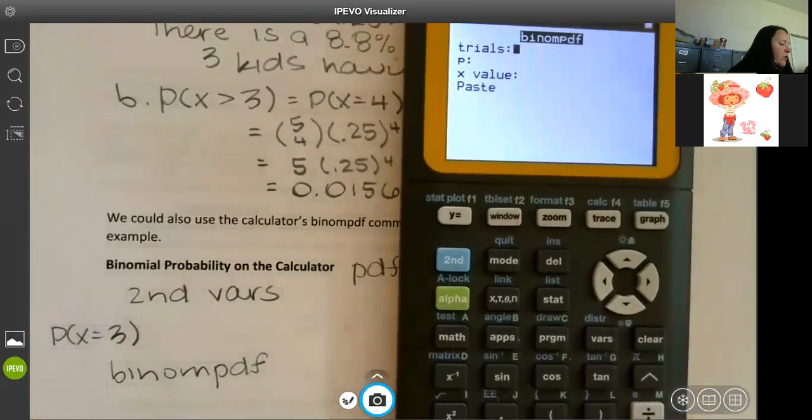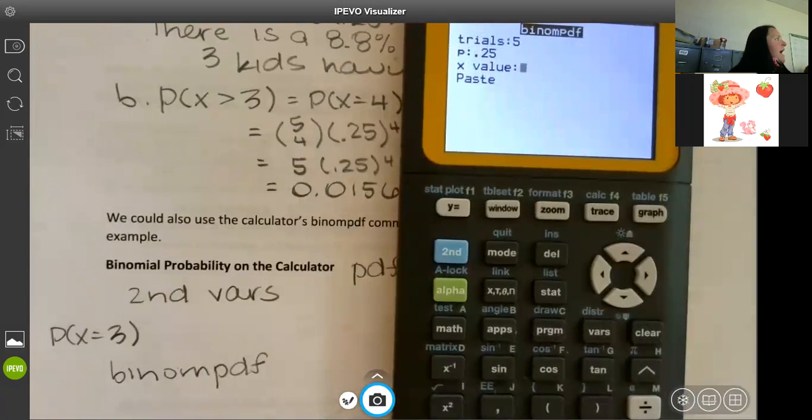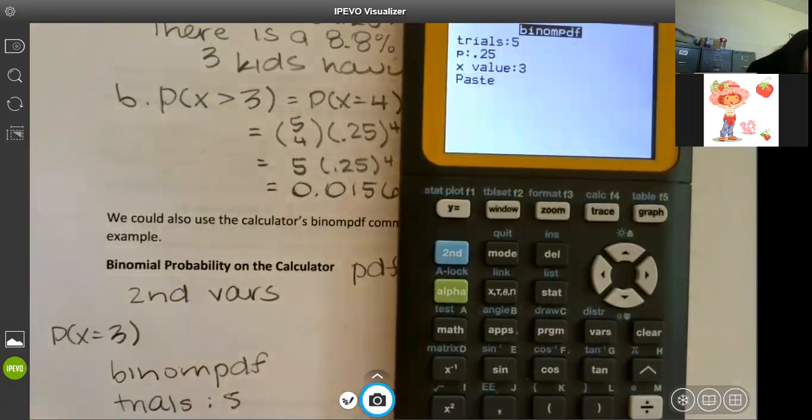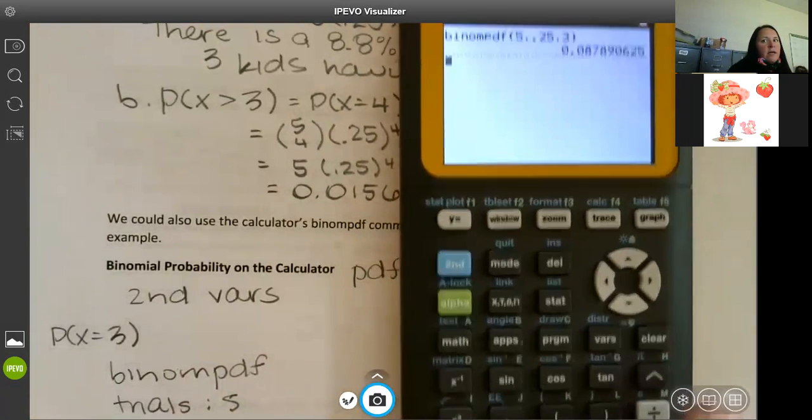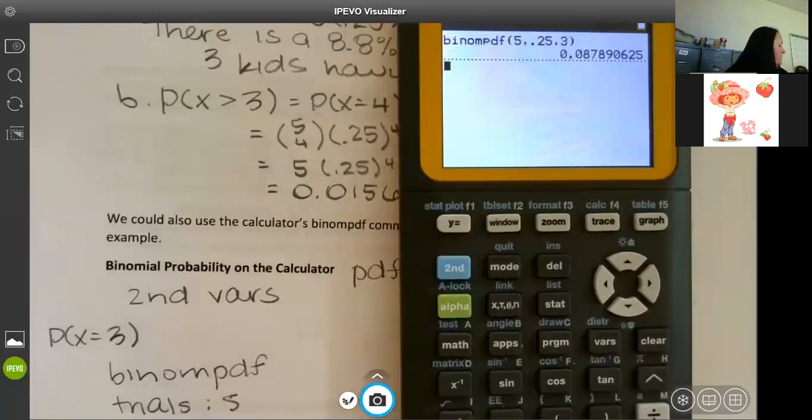What were your number of trials for x equals 3 for the babies? How many babies were we having? Oh, 5 babies, sorry. What was the probability of success? 0.25. And how many successes were we looking for? 3. And then we just paste it in. So trials, 5, P is 0.25, and X value was 3 because that's the number of successes we wanted. And you guys can see that it's the same probability. So that was for part A.